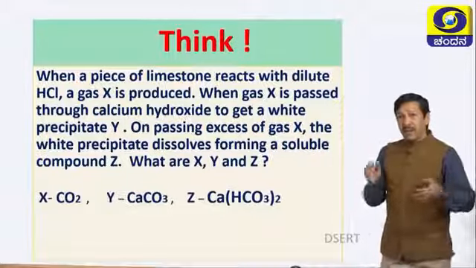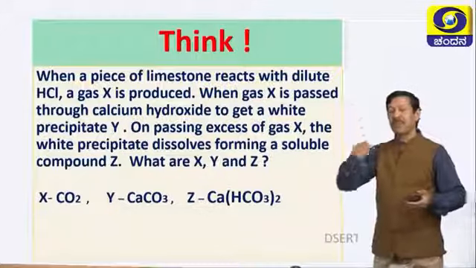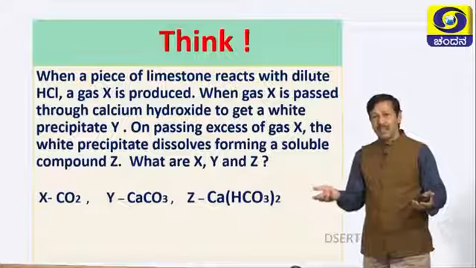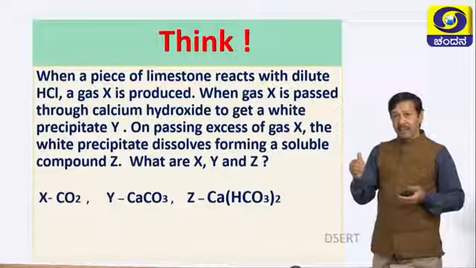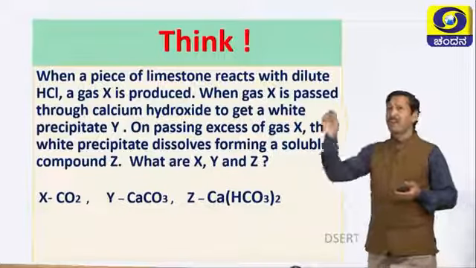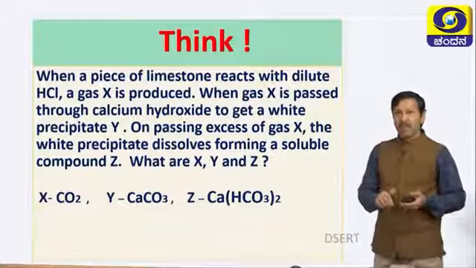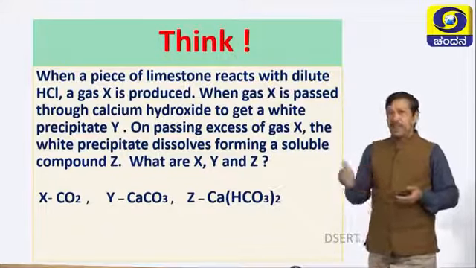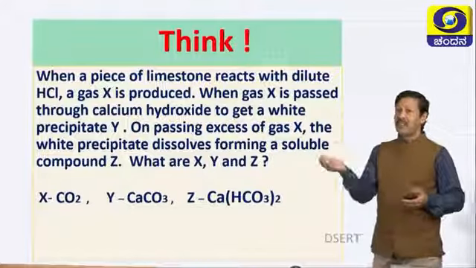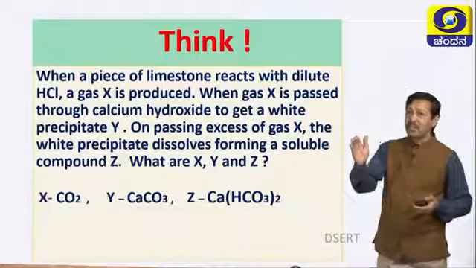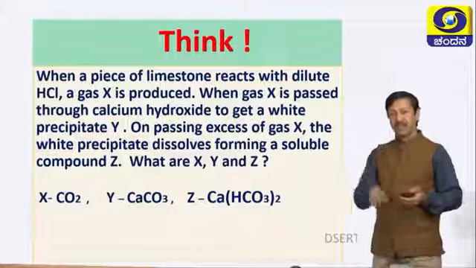When a metal carbonate reacts with an acid, the gas produced is none other than carbon dioxide. Hence, X is carbon dioxide. Then what is Y? Calcium carbonate. When carbon dioxide is passed through lime water, calcium carbonate is produced. Now, what is Z? If you continue passing the carbon dioxide through the solution, it turns colorless because soluble calcium hydrogen carbonate is produced. That is calcium hydrogen carbonate.